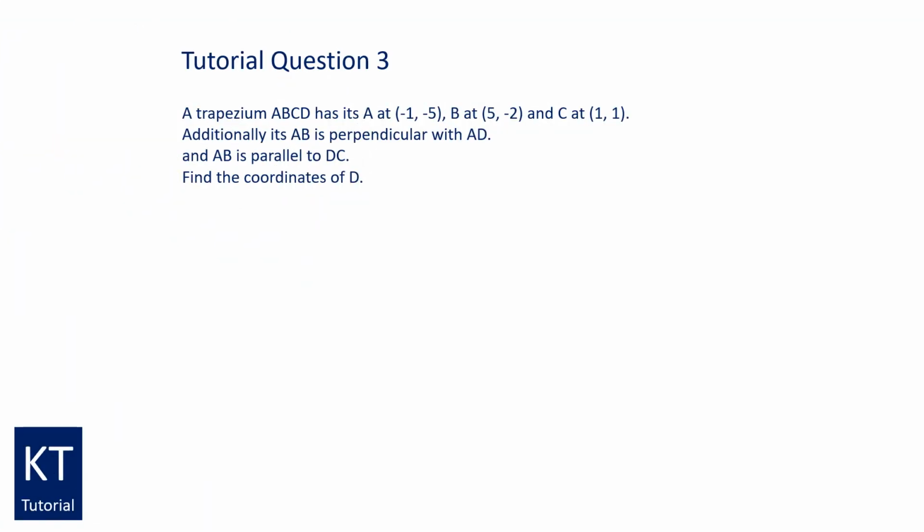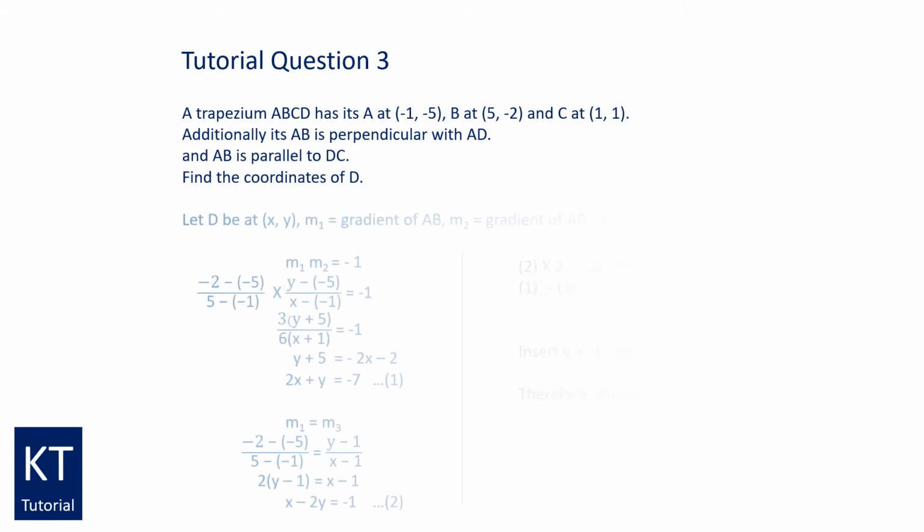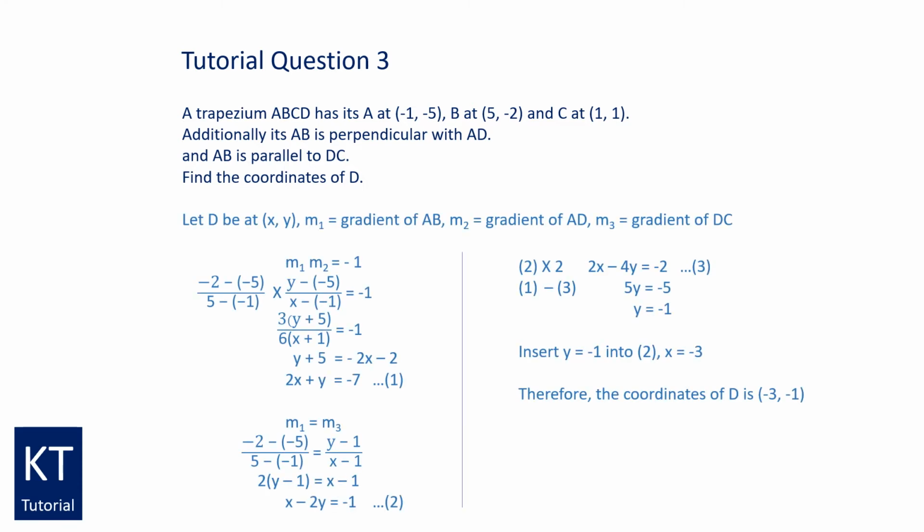Tutorial question 3. A trapezium ABCD has its A at (-1, -5), B at (5, -2), and C at (1, 1). Additionally, its AB is perpendicular to AD, and its AB is parallel to DC. Find the coordinates of D. I wish to start by letting the coordinates of D be (x, y), the gradient of AB being m1, the gradient of AD being m2, and the gradient of DC being m3.